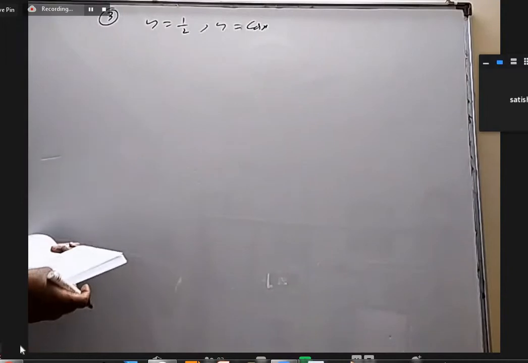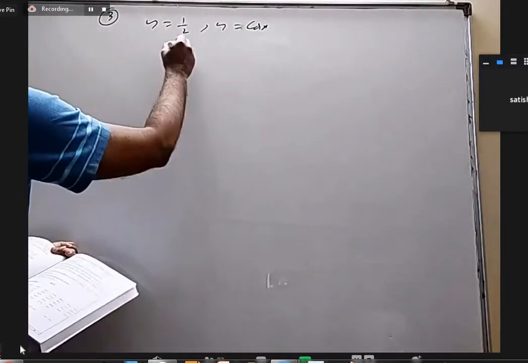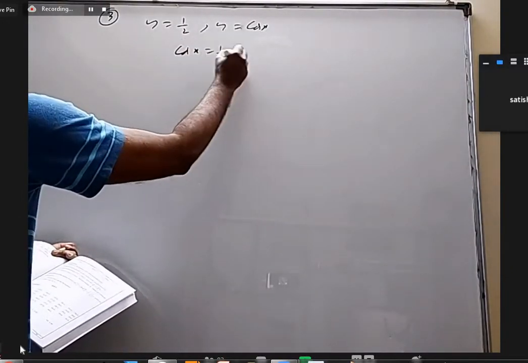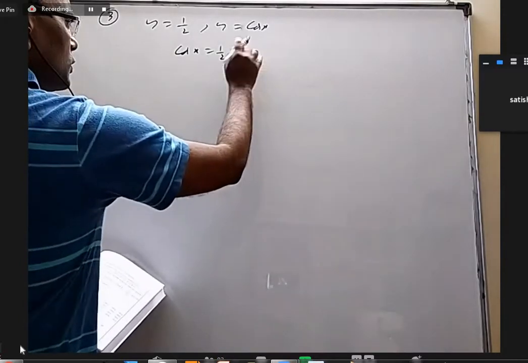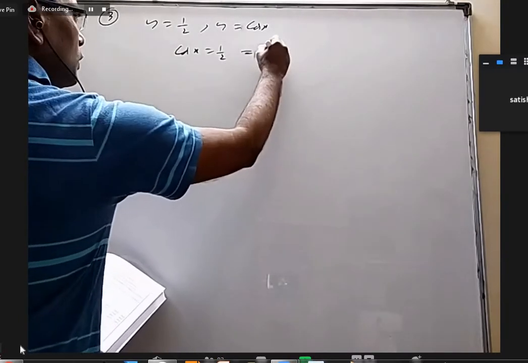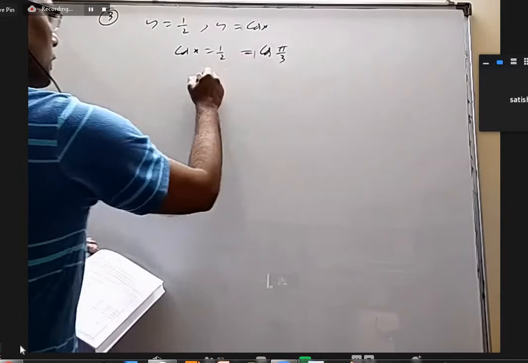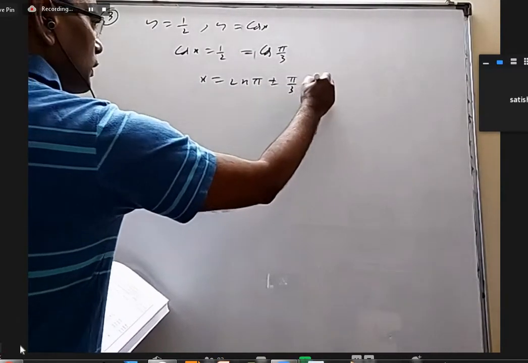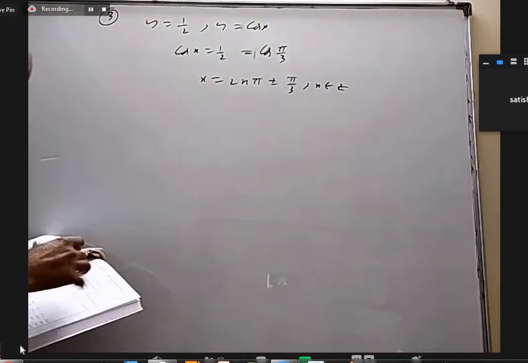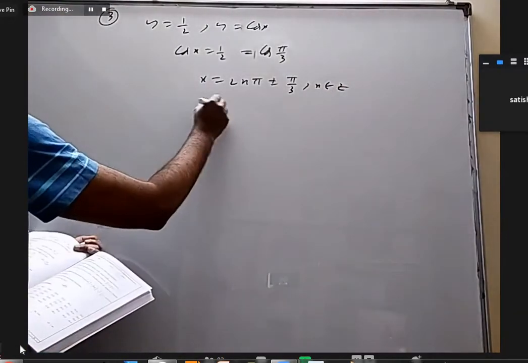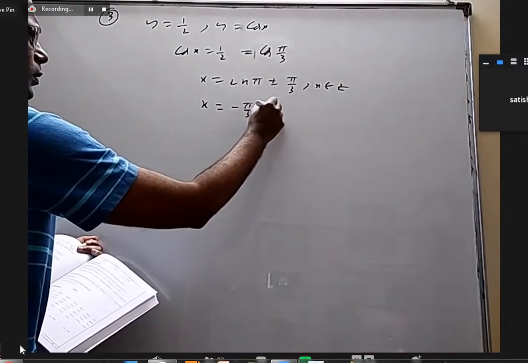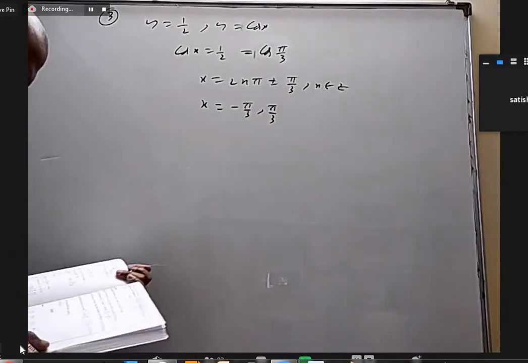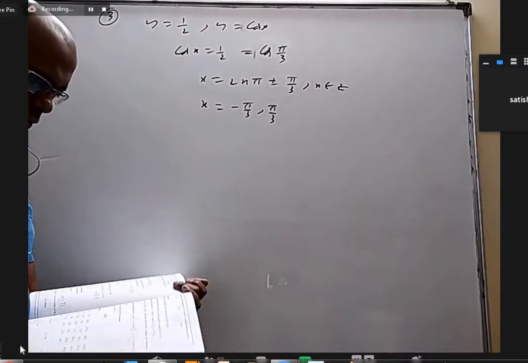You can even write the solutions itself. If you want cos x equal to 1 by 2, you can write cos x equal to cos pi by 3, and x is equal to 2n pi plus or minus pi by 3 where n belongs to Z. But you want between minus pi by 2 to pi by 2, so directly you can write minus pi by 3 and plus pi by 3. Others will go outside that. Number of points, it will be 2.